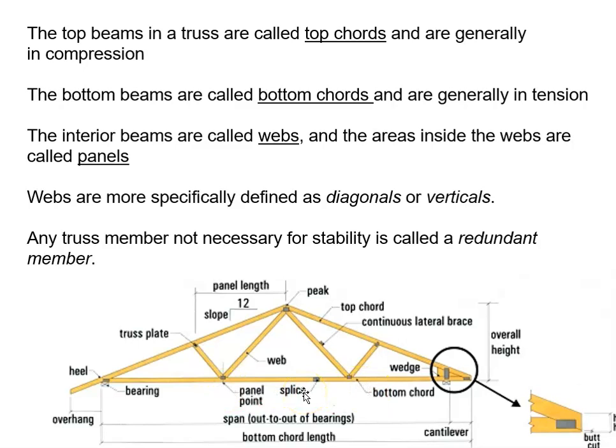The interior beams, I'm calling them beams here, it's kind of a different name, but we call these webs right here, the interior diagonals. All right, and then the areas inside the webs are called panels, so that's the empty space called a panel. Webs are more specifically designed as diagonals or verticals, so these are diagonals. Sometimes they do stand vertically. Any truss member not necessary for stability is called a redundant member.